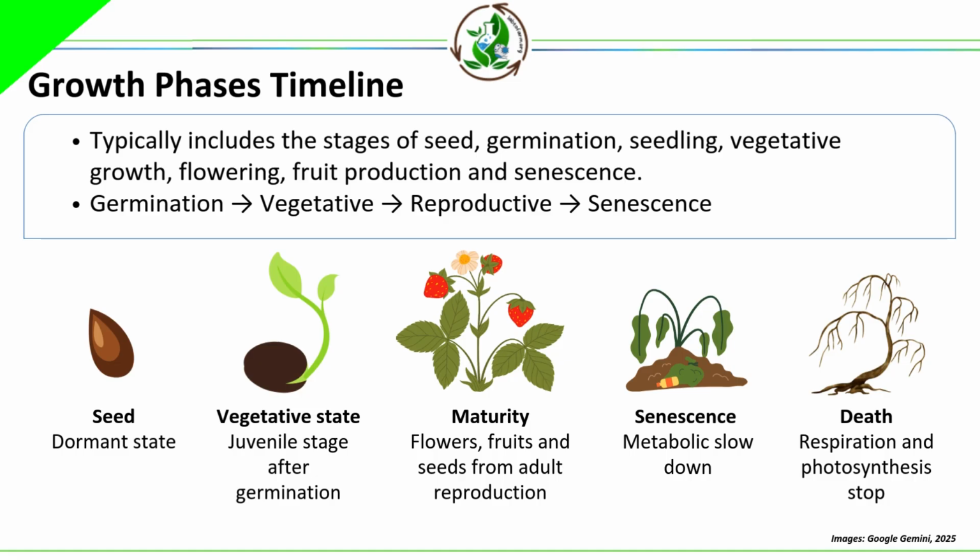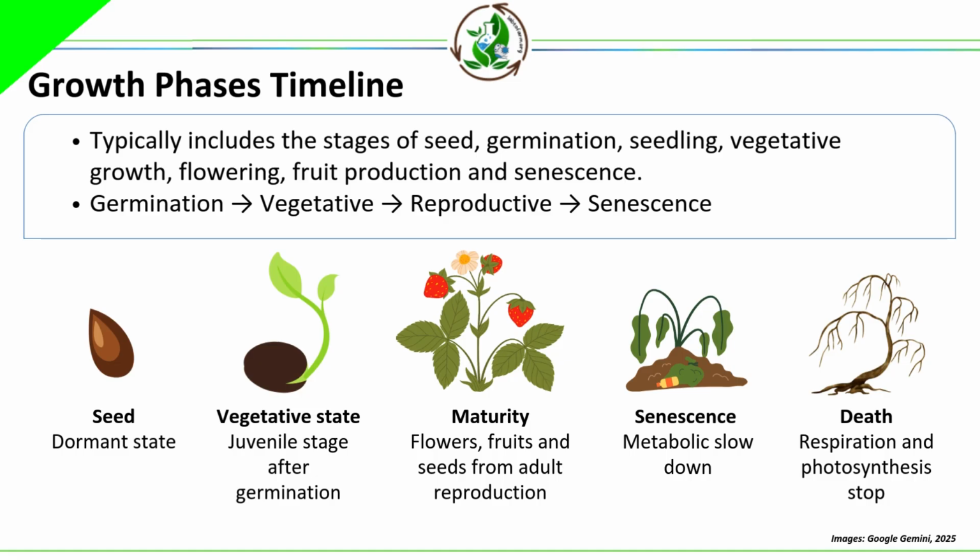Plants go through 5 distinct phases in their life cycle. They start as dormant seeds, then germinate when conditions are right. Next comes vegetative growth with leaves and stems, followed by reproductive maturation with flowers and fruits. Finally, they enter senescence, when metabolism slows and the plant dies.